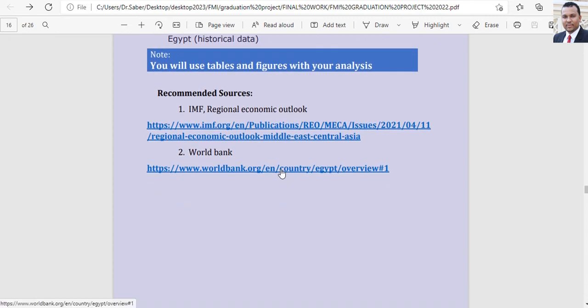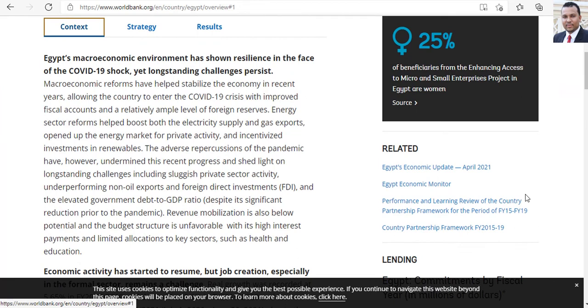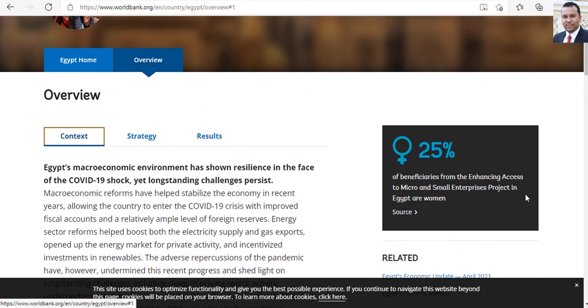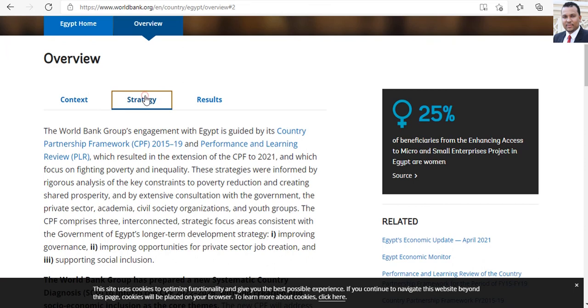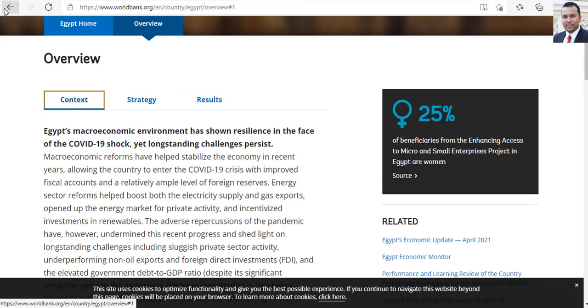and we can use the next source from the World Bank. Click World Bank. This World Bank report talks about the Egyptian macroeconomic environment and analyzes the Egyptian economy, performance, strategy and results. Okay, you can use it in your analysis.